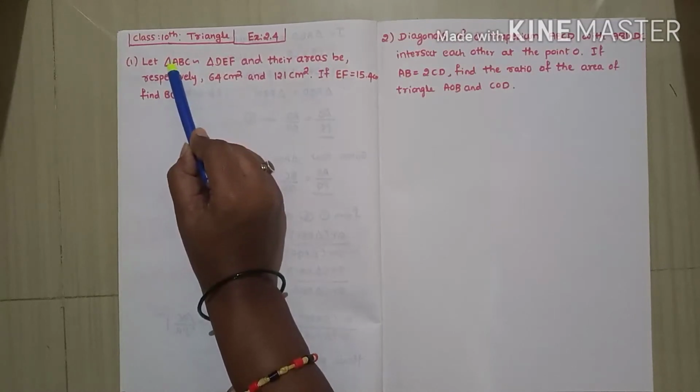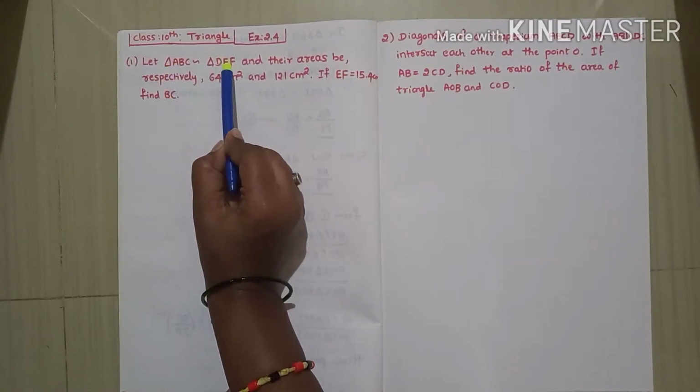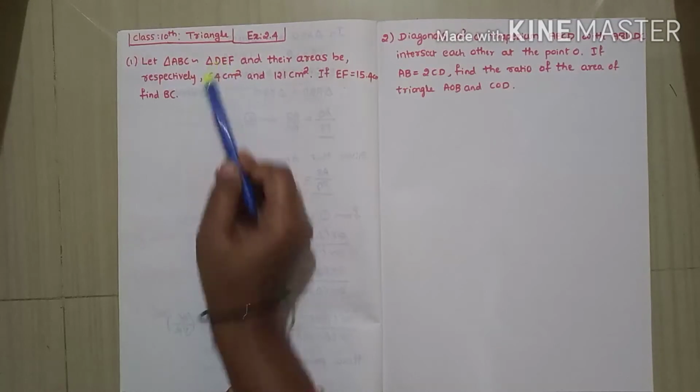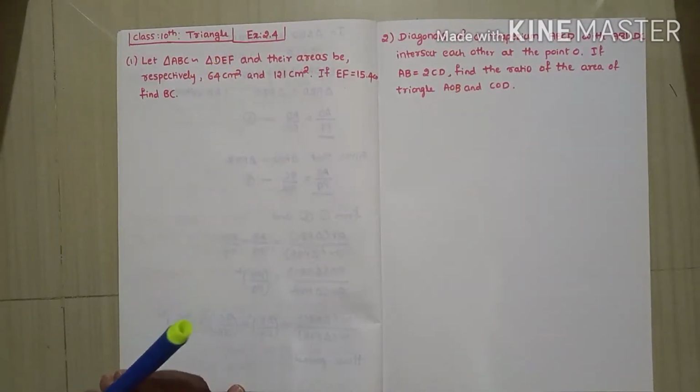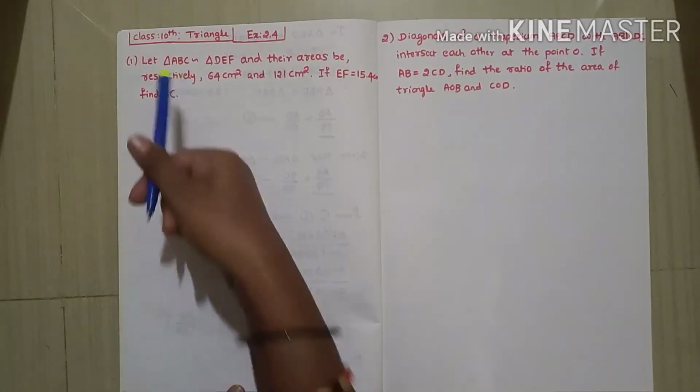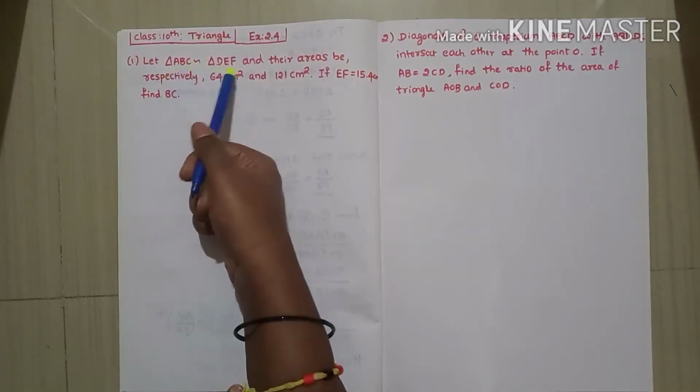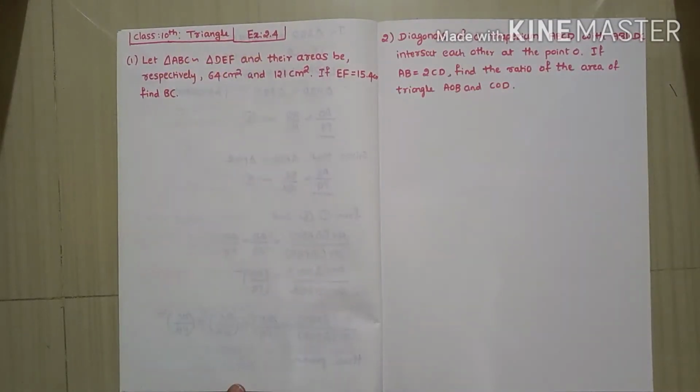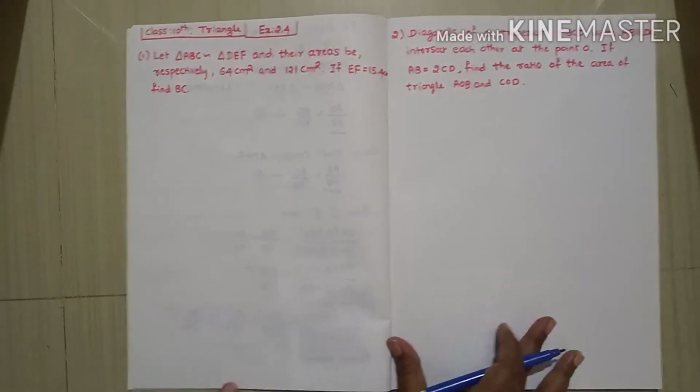Here they are talking about two triangles. Triangle ABC is similar to triangle DEF, which means we know how to apply the theorem on areas of similar triangles. What is the theorem? If two triangles are similar, then the ratio of the areas of the two similar triangles is equal to the square of the ratio of the corresponding sides. That is a theorem, so we will write that theorem first.